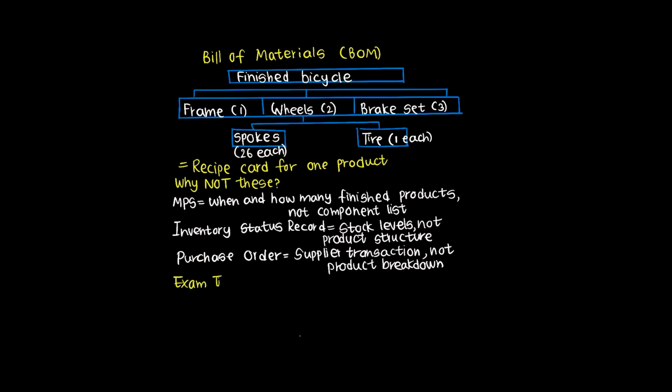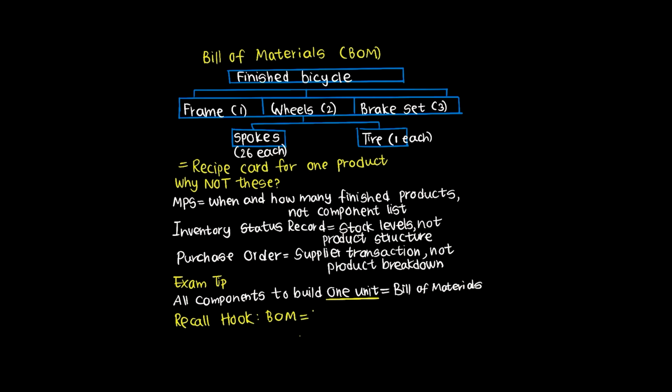Here's a WGU C215 OA exam tip for you. When the question says list of all components, structured breakdown, or what is needed to build one unit, that is the bill of materials. Quick recall hook: BOM equals the blueprint of materials for one product.